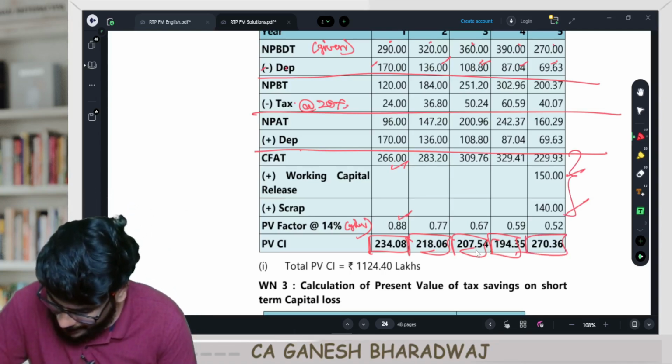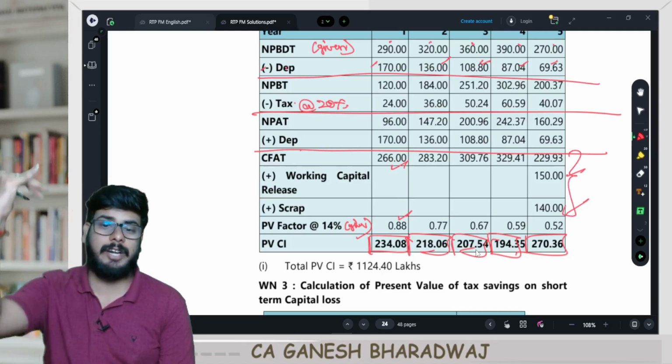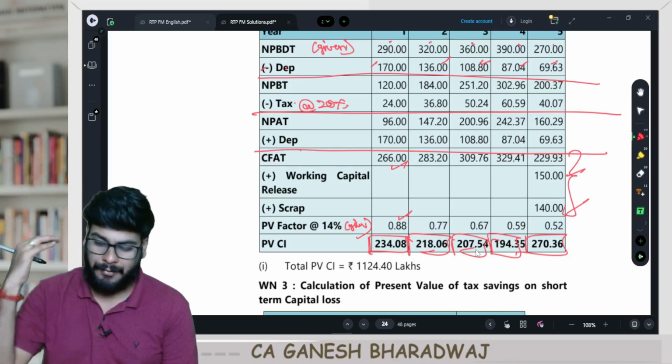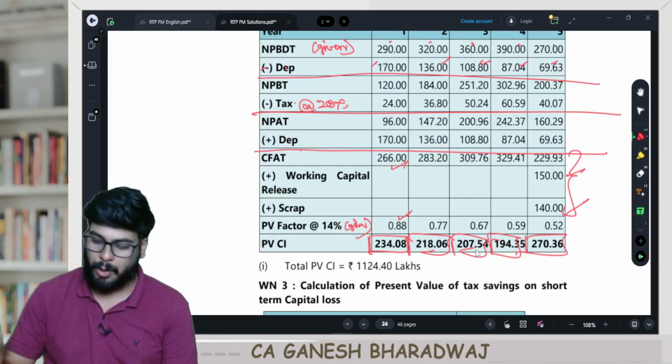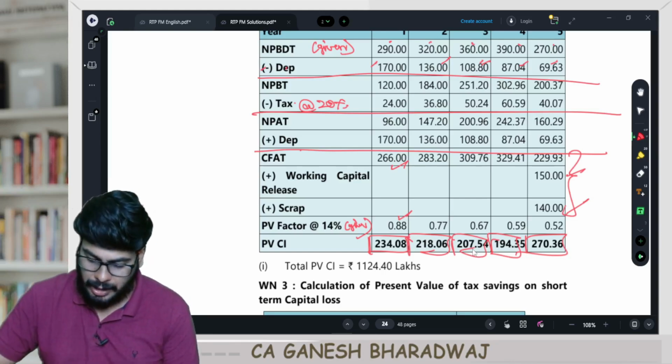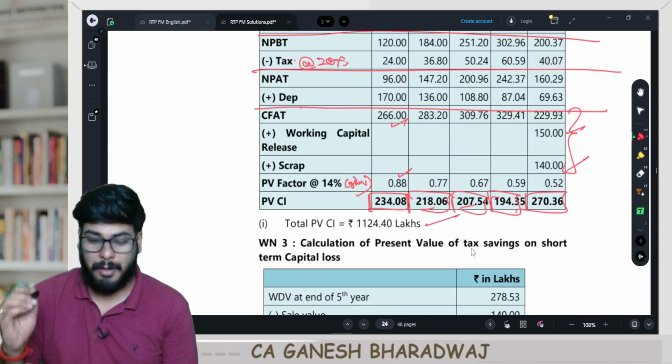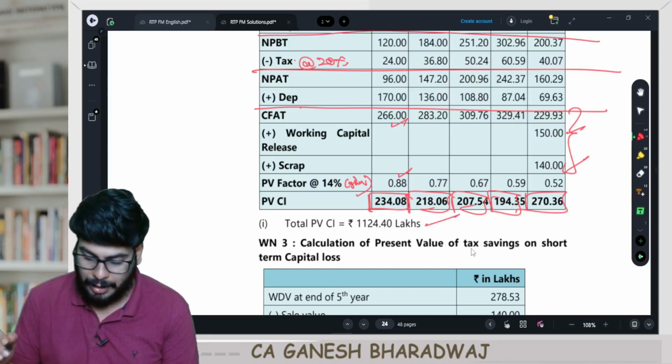So basically they have added these figures because these 3 are cash inflows arising at the end of year 5, right? And multiply that with the present value factors, you get 270.36. Are you clear with this? Fine. So now the total present value of cash inflows is going to be 112.40. You add up all these things, you get this.